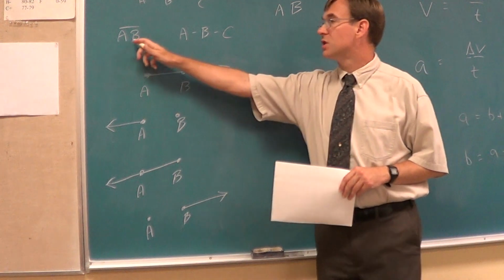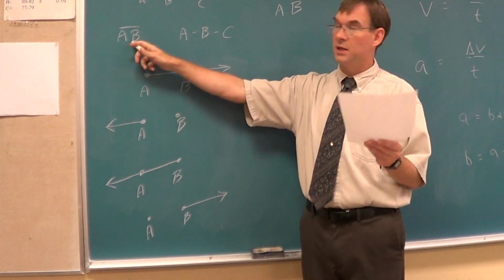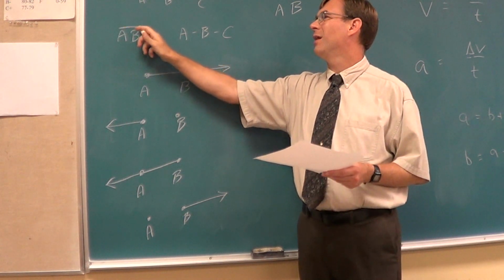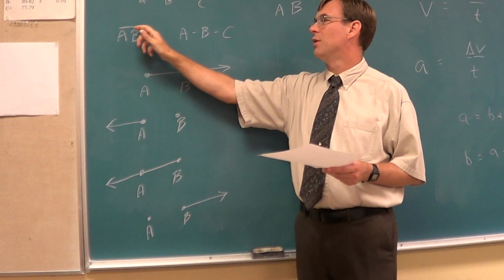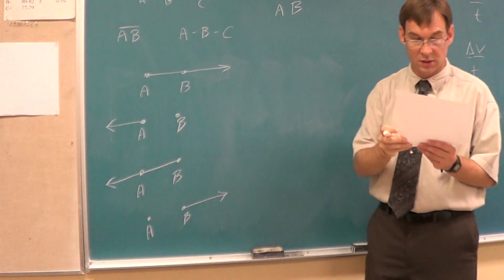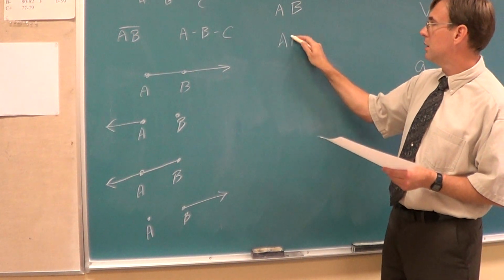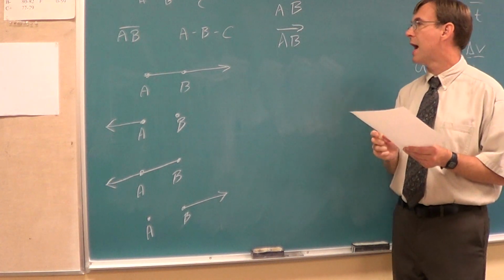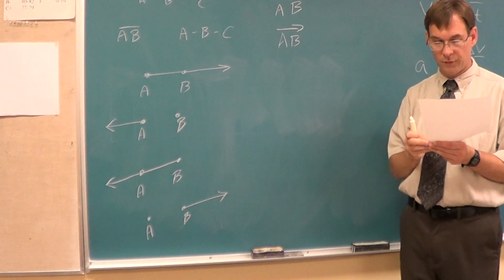Segment AB looks exactly like this. We already did that once. If they put dots on there, I'm going to let that go for a day, but stop doing the dots. There's no dots on the abbreviations. Ray AB, the abbreviation looks like that. There's no dots on that either.